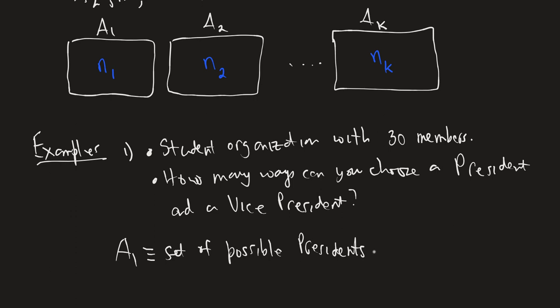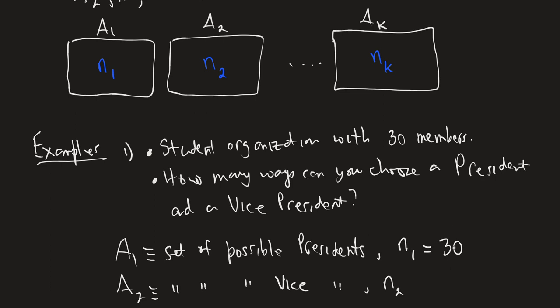Presidents. And then A2, similarly, the set of possible vice presidents. So then let's see if we can figure out how many elements are in A1, and then similarly how many elements are in A2. Well, to start, think of it, you have those 30 names in a hat, and you're just going to pull one at random. So there are 30 possible presidents that could lead this organization.